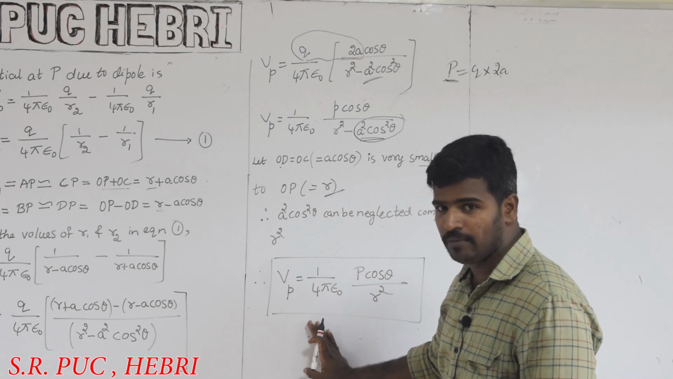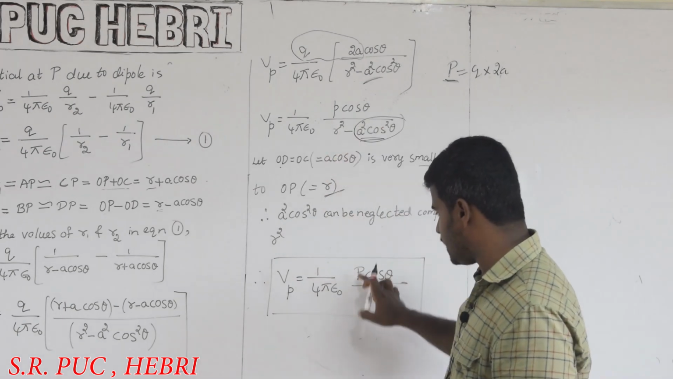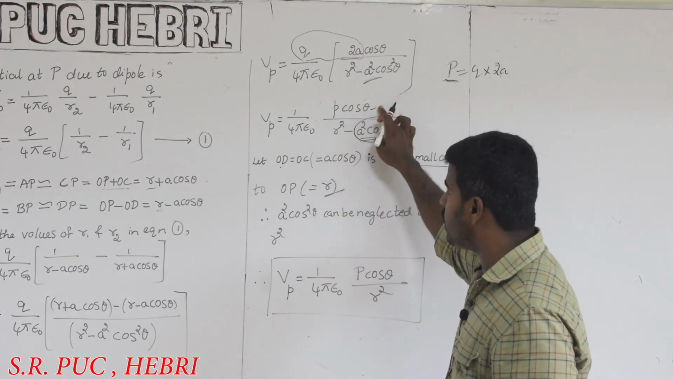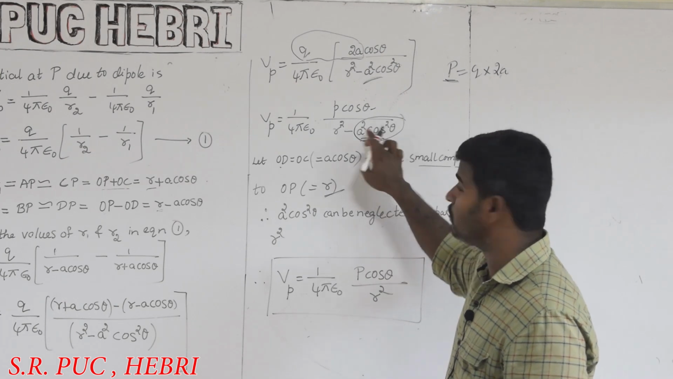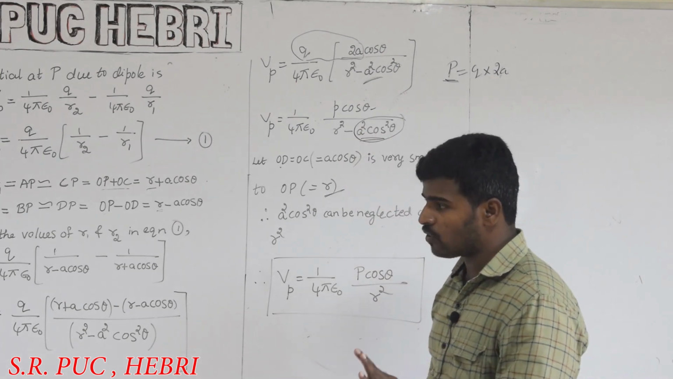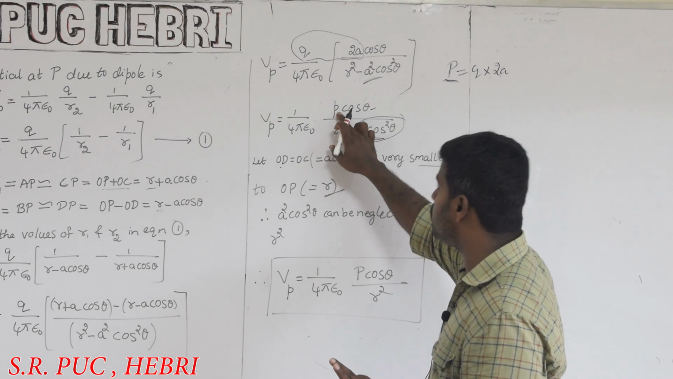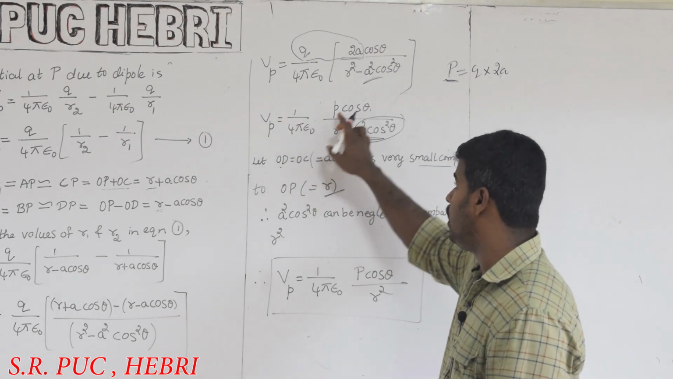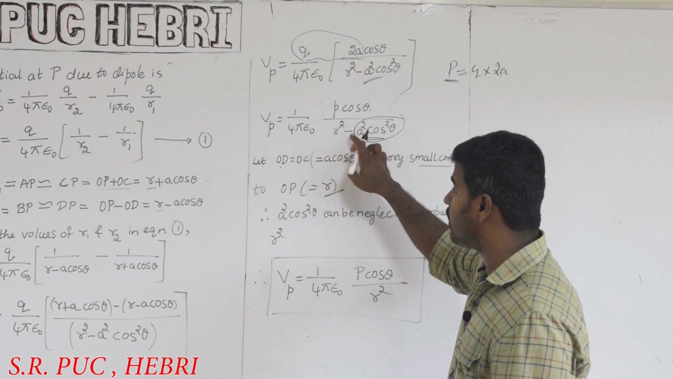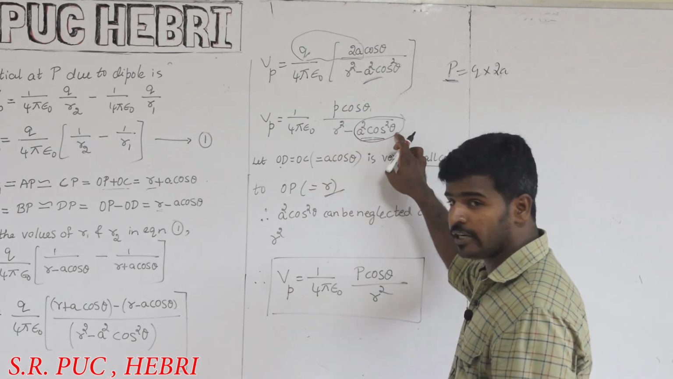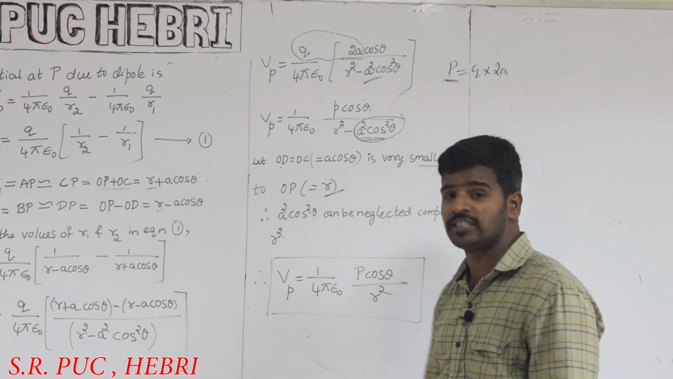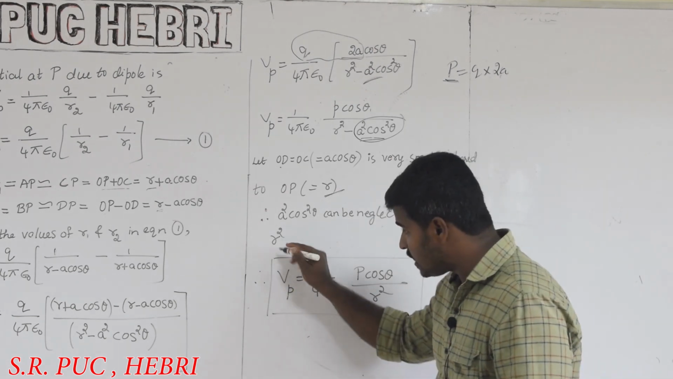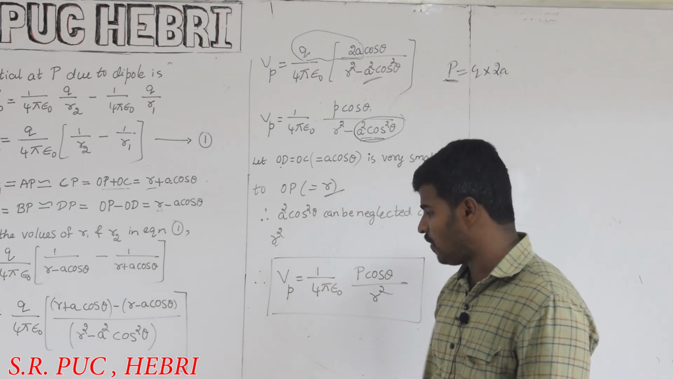pi epsilon naught as usual. P cos theta is as usual. The term multiplied here is not cos theta alone, it is the function A cos theta along with Q, which is the term with the dipole moment. Therefore, Vp is equal to 1 by 4 pi epsilon naught P cos theta divided by R square minus A square cos square theta. The term A square cos square theta gets cancelled. The reason is that it is very less compared to the value of R square.